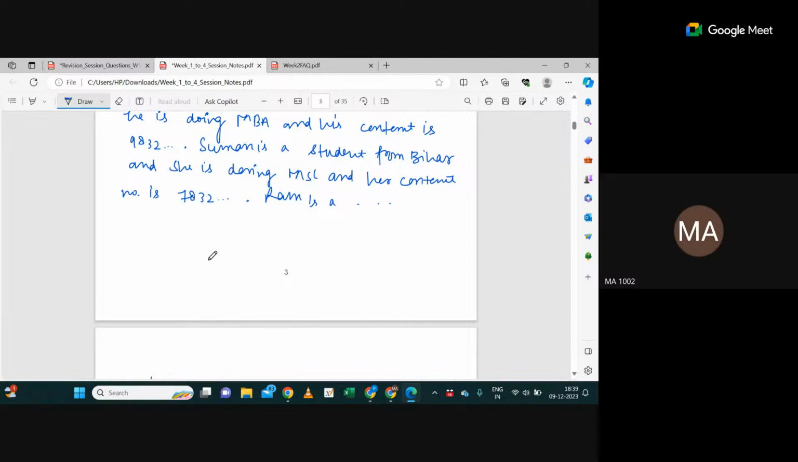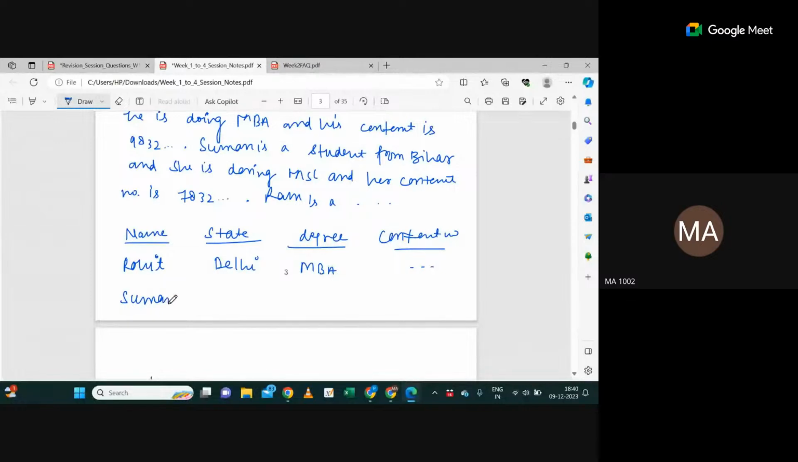Now the same information, suppose it's given as name, state, what degree he or she holds, and contact number. Suppose these are column names. So the name is Rohit, state Delhi, degree MBA, contact number something. Then Suman, Bihar, MSc, and contact number of this. Then Ram, something, something, something. Now I ask, tell me the contact number of Suman or the contact number of Rohit.